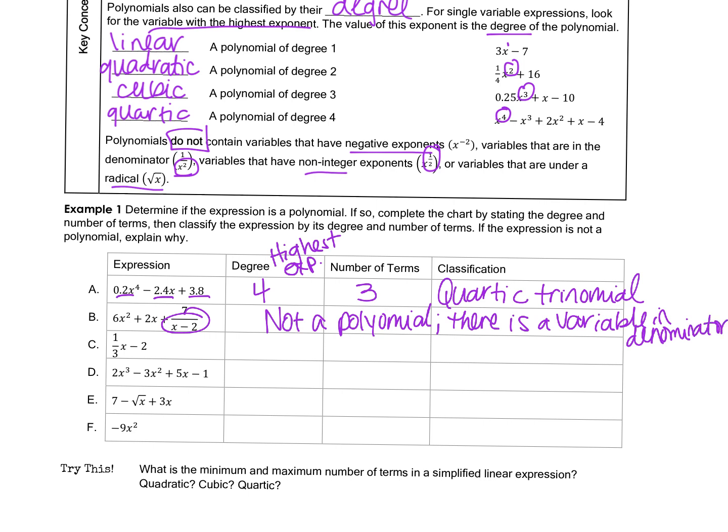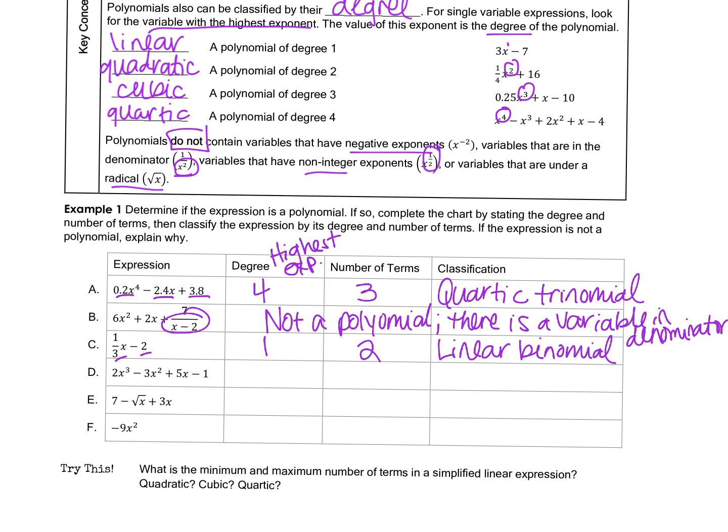Looking at the next one, notice we do have a variable. The highest exponent is a 1. Remember, that's called linear. And then notice we have 2 terms. So this would be a linear binomial.